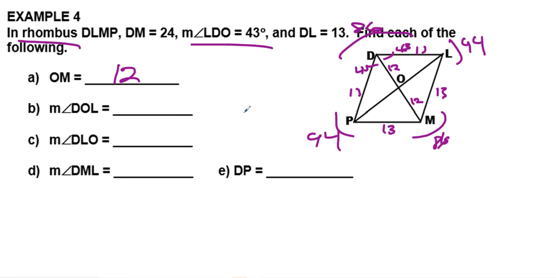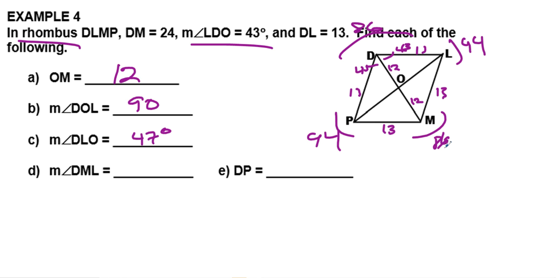DOL. DOL, that's going to be 90 degrees because it's a kite. Kite's diagonals bisect at 90 degrees. DLO, that's going to be half of 94. Help me out. 45 plus 2, 47. All right. Okay, 47 degrees.